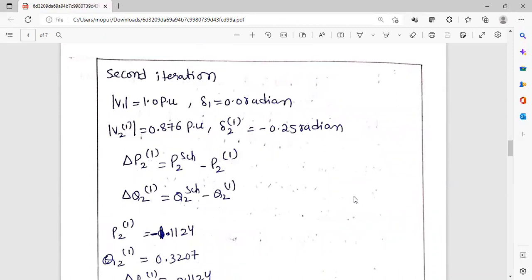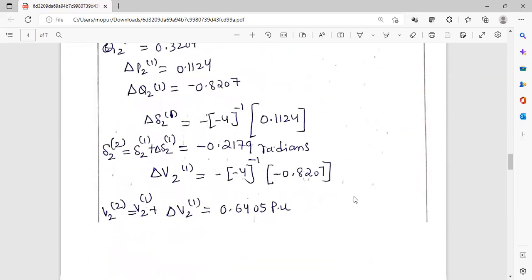The same problems which I have used in this lecture are also solved using the Newton-Raphson load flow solution. To show the variation and to compare better, I had solved the same problems which we had discussed in the Newton-Raphson load flow solution. Again, I have used the same problems to solve using the fast decoupled load flow solution. So I am going for the second iteration. You can go through this.